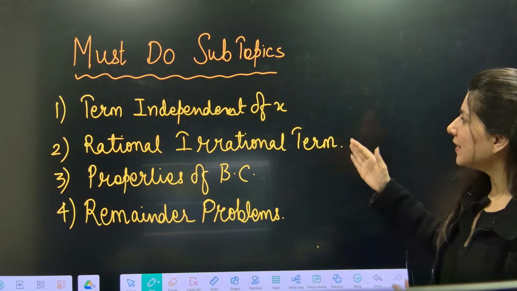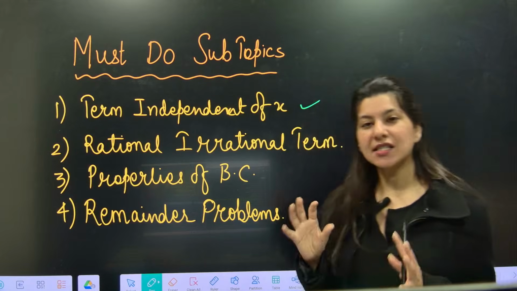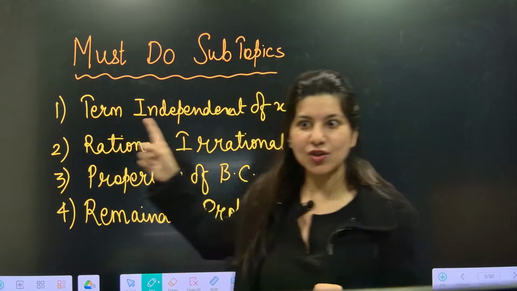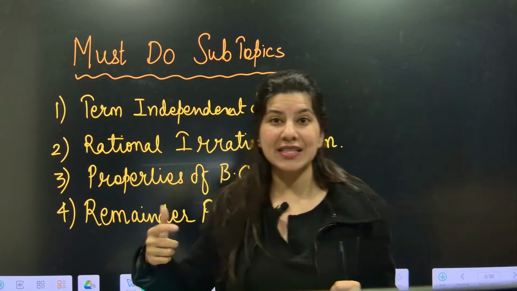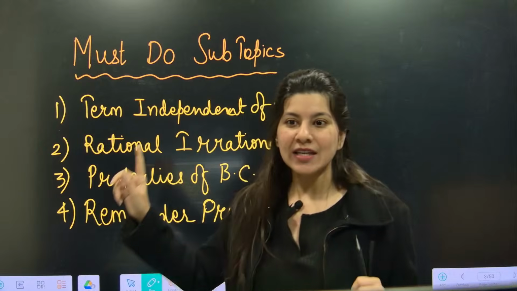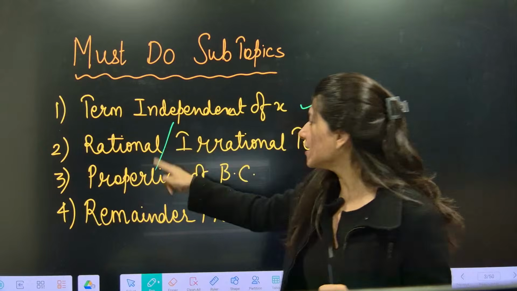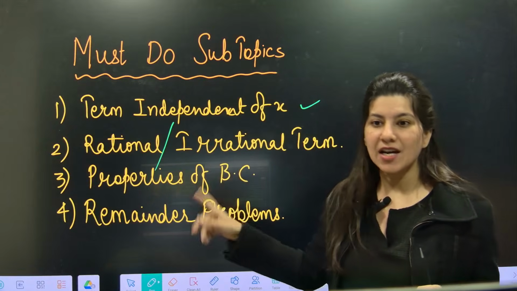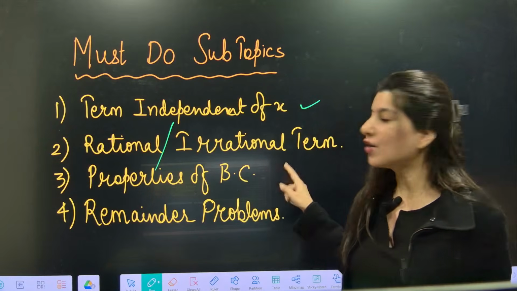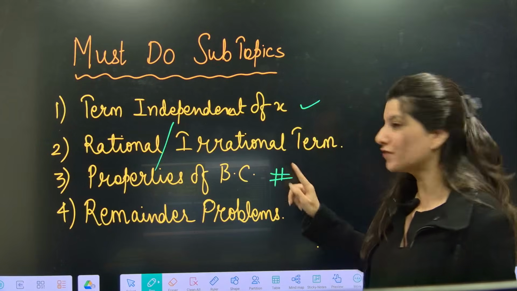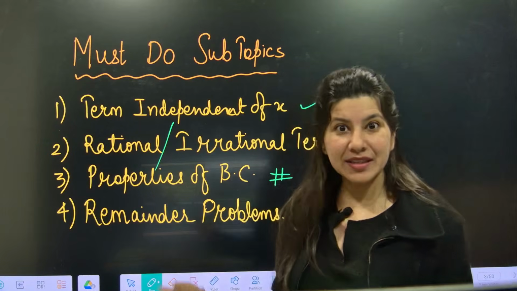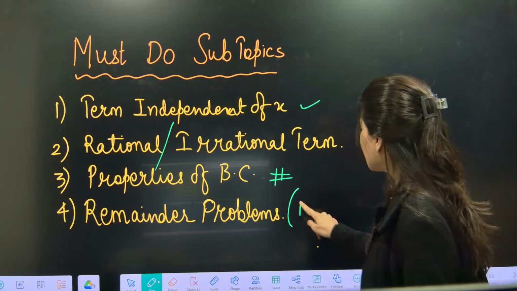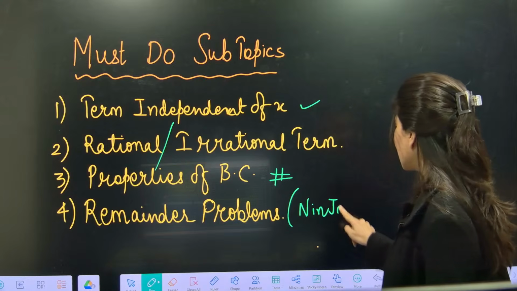Clearly, term independent of x is something where every year you see a question on term independent of x, or you can say constant term. Then rational and irrational terms, number of rational terms, number of irrational terms, correct? Properties of binomial coefficients. There are so many properties of binomial coefficients that I am going to give you in the next slide. And remainder problems. So clearly the ninja technique is going to help.